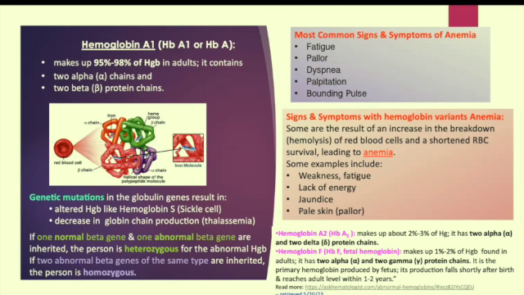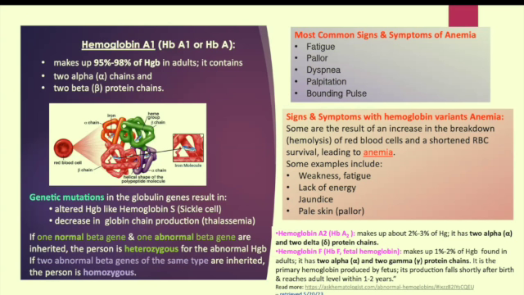So the most common signs and symptoms for anemia in general are fatigue, pallor, dyspnea, palpitations, bounding pulse. The signs and symptoms with hemoglobin variation anemias are very, very similar, but you are going to see a breakdown of red blood cells, which is hemolysis, and there will be a shortened RBC survival. This is what leads to the anemia for patients that have hemoglobin variant anemias.